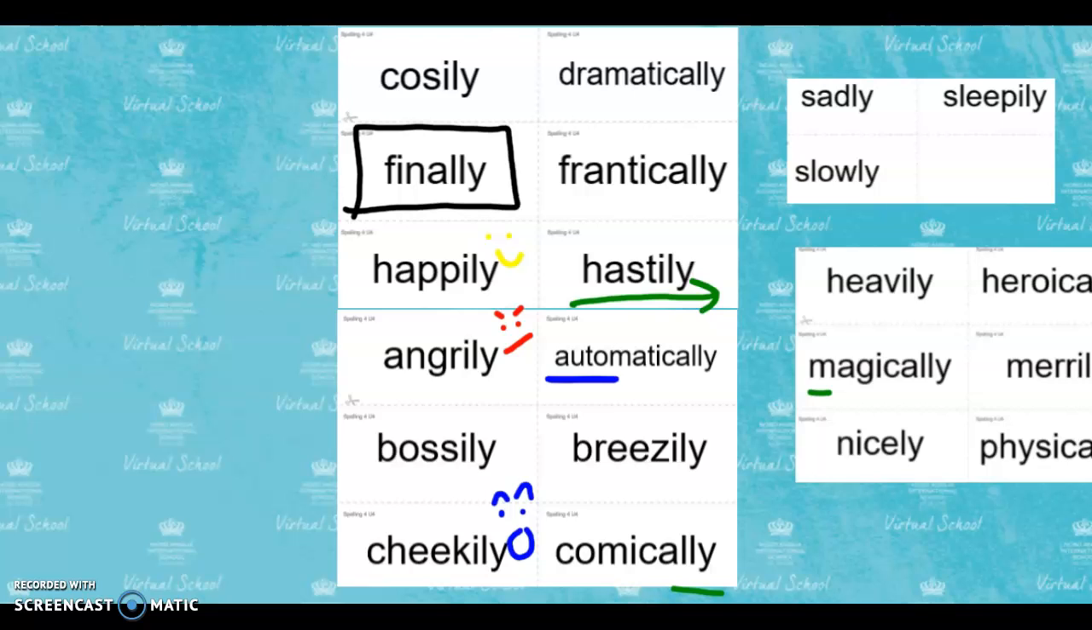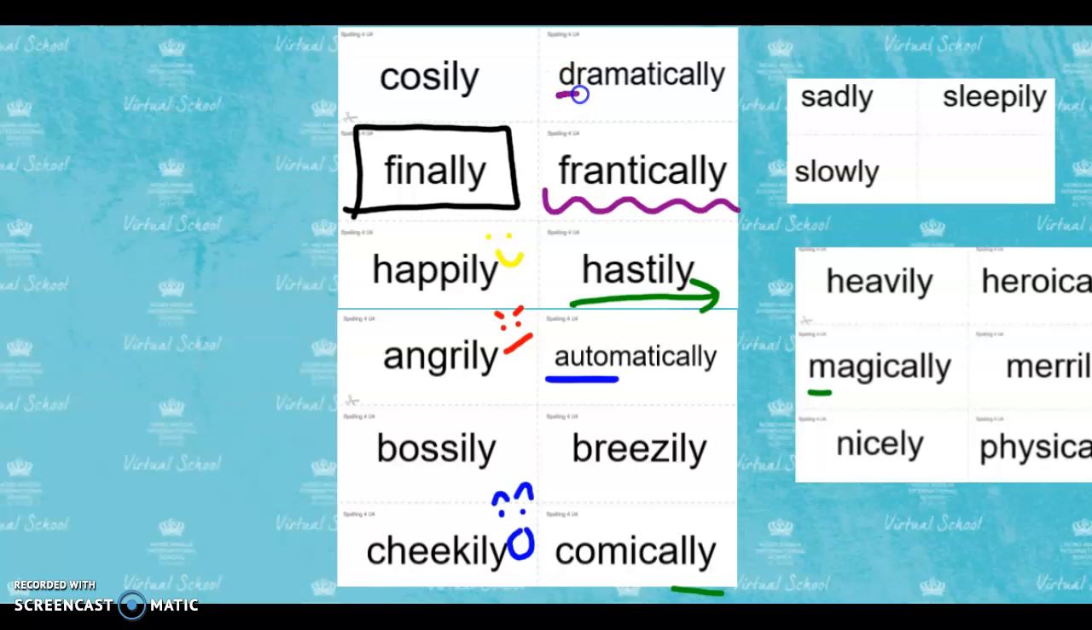This is one of my favourite words. Frantically. Now, you can't see me now because my camera's off, but frantically is when you're doing something really, really quick or in a rush. So Mr. Spencer frantically tidied up his desk before Mr. Hughes came. So frantically, it's all about being in a rush.